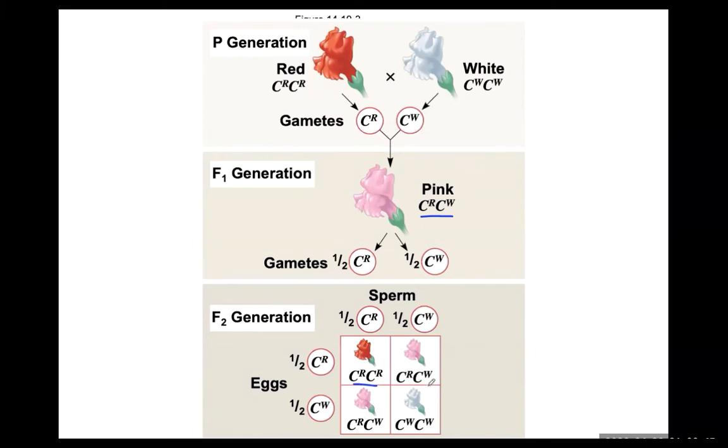In incomplete dominance, the phenotype of the heterozygote differs from the two homozygous varieties, and the genotypic ratio and phenotypic ratio are both 1:2:1 in the F2 generation.